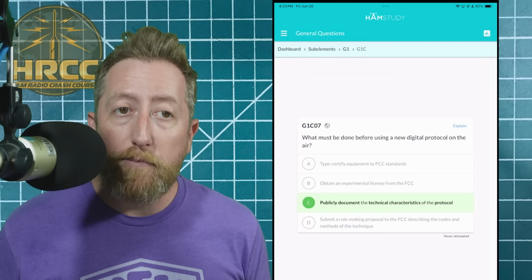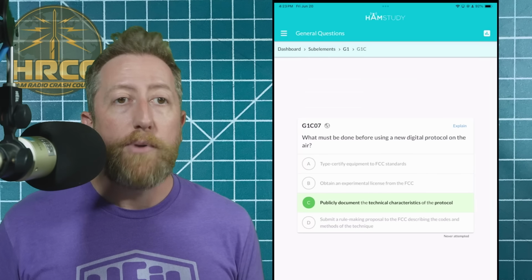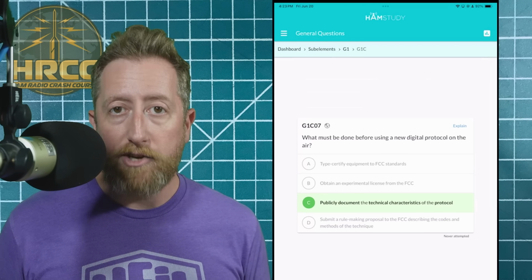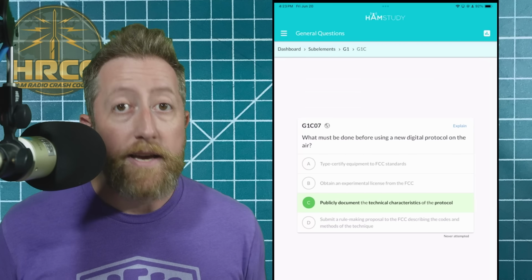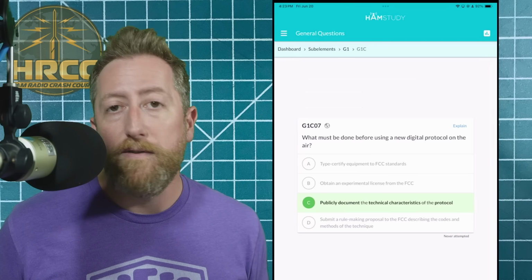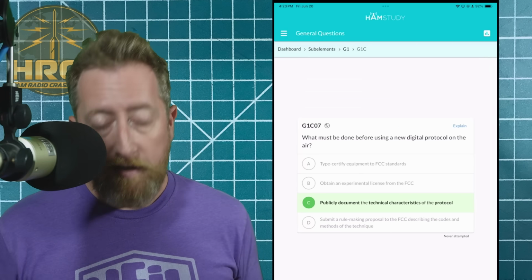And the answer is publicly document the technical characteristics of the protocol. Part of that is because, at a certain degree, a digital mode of operation that has not been documented publicly could be thought of as encryption. Because if you don't know how to decode it, and you don't know how it works, then it's not really public, is it? Yes, so that's why.